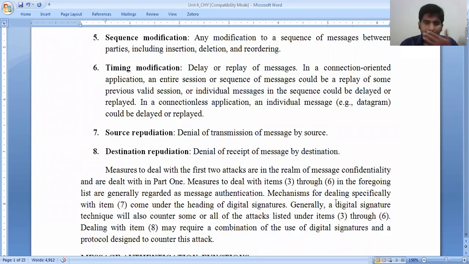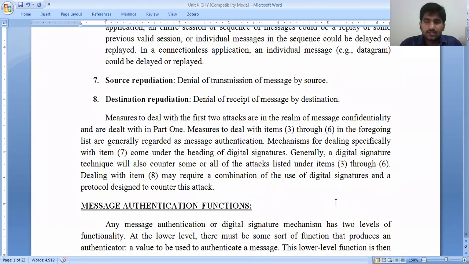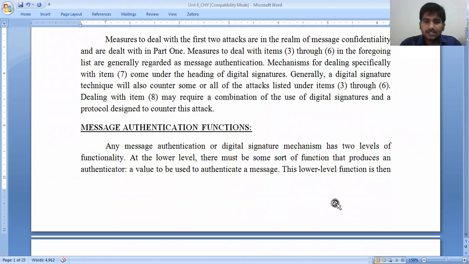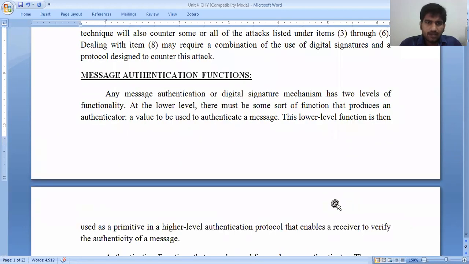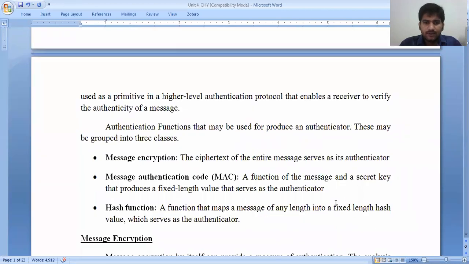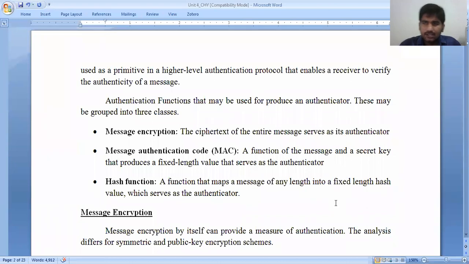These are the various message authentication requirements. These are the places where message authentication is required. There we have message functions. There are three types of message functions.